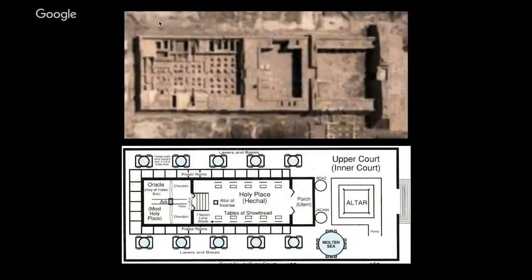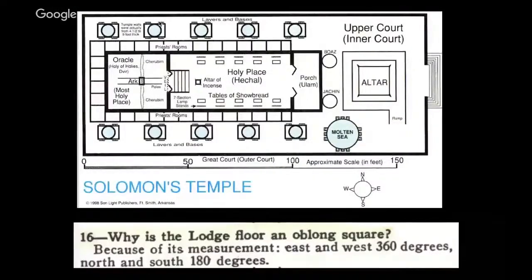But see, that's where they got the Ark of Covenant from. From the Ark of Heru, the Ark of Ra, the Ark of Osiris. How the hell you got an ark? Where the ark come from? It comes from ancient Egypt. Okay? So you look at the bottom, which I got out of a Masonic book. It says, why is the lodge floor an oblong square? An oblong is a rectangle because of its measurements, east and west, 360 degrees, north and south, 180 degrees. Okay, half of that. That's a rectangle.